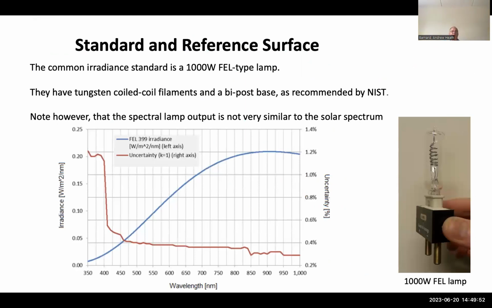Typically, most calibration facilities use a standard light source. A common irradiance standard is the 1,000-watt FEL type lamp, shown over here in the right-hand corner. They have tungsten coiled filaments and a bipost base. This is highly recommended by NIST and NPL as one of the primary calibration standards.